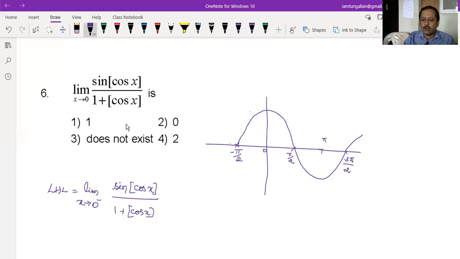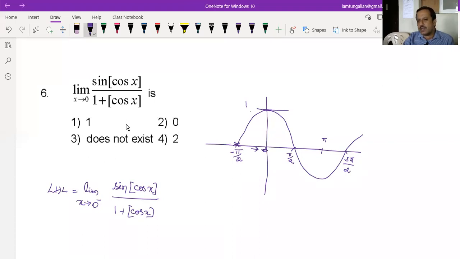Okay. So now I want to know in the neighborhood of 0, what happens to cos x? You just look at the left-hand limit first. Let us say x approaches 0 from left side. Cos 0 is equal to 1, that everybody knows. Now I'm interested in knowing what is the value of cos x when x approaches 0 from left side. See, cos x value is increasing, right? Cos of minus pi by 2 is 0 and cos 0 is 1. So it is increasing from 0 to 1.